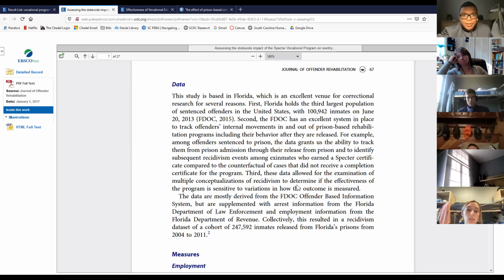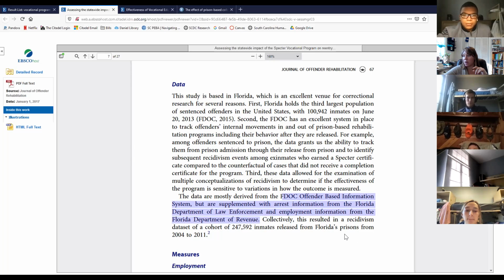From Florida Department of Corrections. Yes. So that's what we refer to as official data, as opposed to just going in and asking, like, self-report, right? Or just asking correctional officers, hey, did any of these inmates participate in the education programs? So official data is always better than self-report data.